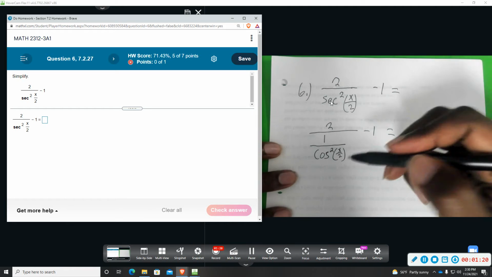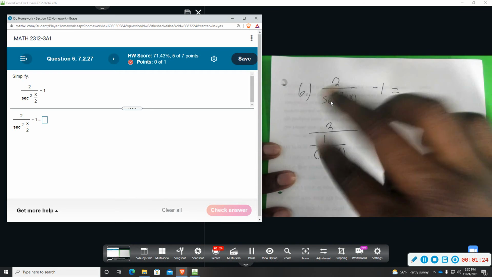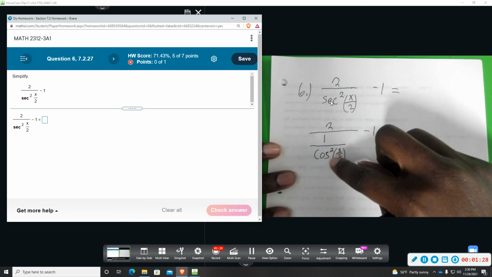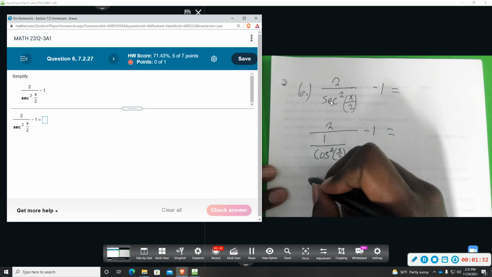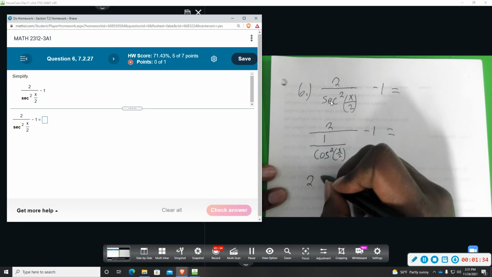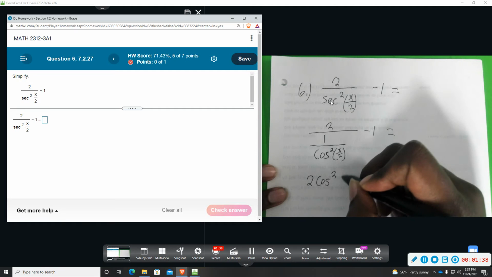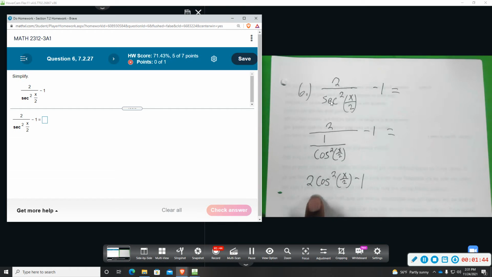Alright, so if you think about fractions, we can do keep, change, flip. And so that will cause this to be inverted. So basically what we get when we do keep, change, flip, we have 2 cosine squared x over 2 minus 1. Alright, now from here, let's see what this looks like. We should be getting closer to something.